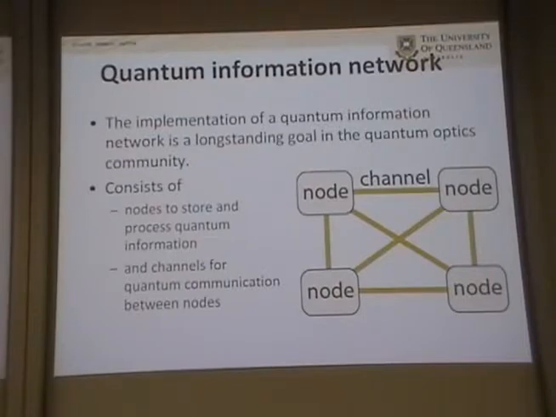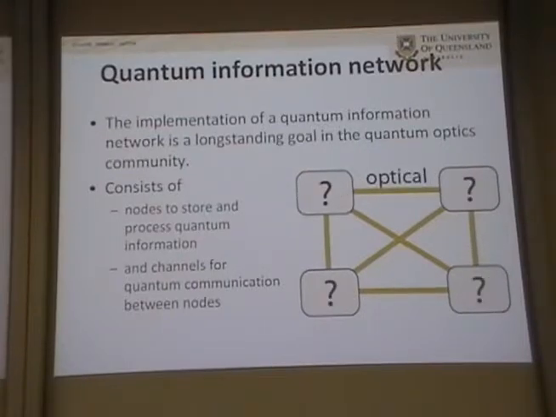No one's really sure exactly what the nodes are going to be at this stage. Could be a neutral atom, could be superconducting qubits, could be ion traps, could be all sorts of things. But we'd all agree that, at least in most circumstances, the best channel is optical, because fiber optics has extremely low loss, and light is low interaction, so that means you have low decoherence. Light travels very fast, so you can go long distances. This makes sense.